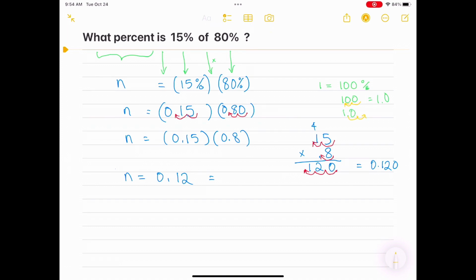But the question is, what percent is 15% of 80%, which means we need to convert 12/100ths into a percent, and we can go back to our reference 1 equals 100% and see that we need to move the decimal place to the right over 2 places, giving us 12%, and we box our answer.